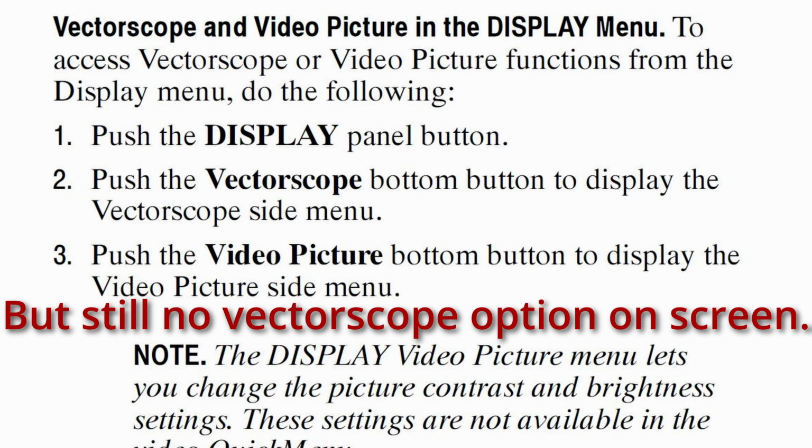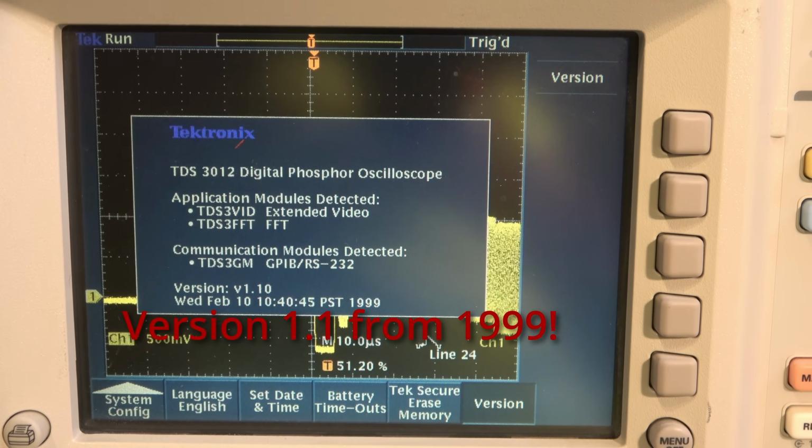Hey Dad, according to ChatGPT, if your firmware version is below 3.3, the vectorscope display feature won't show up. What version of firmware do you have?